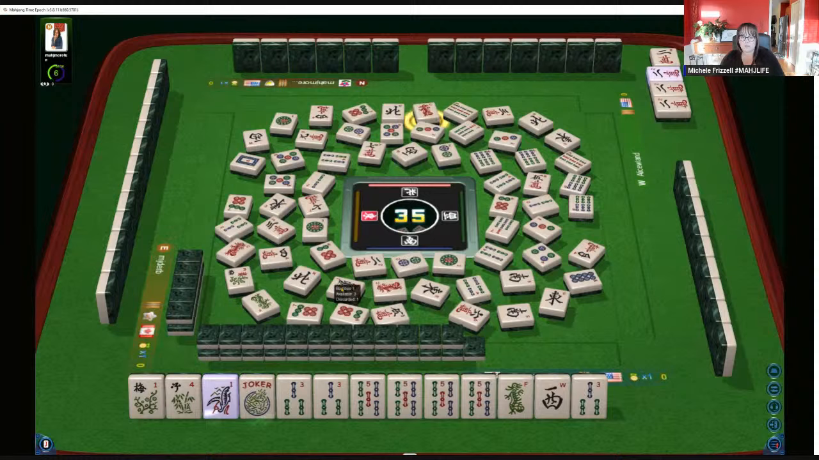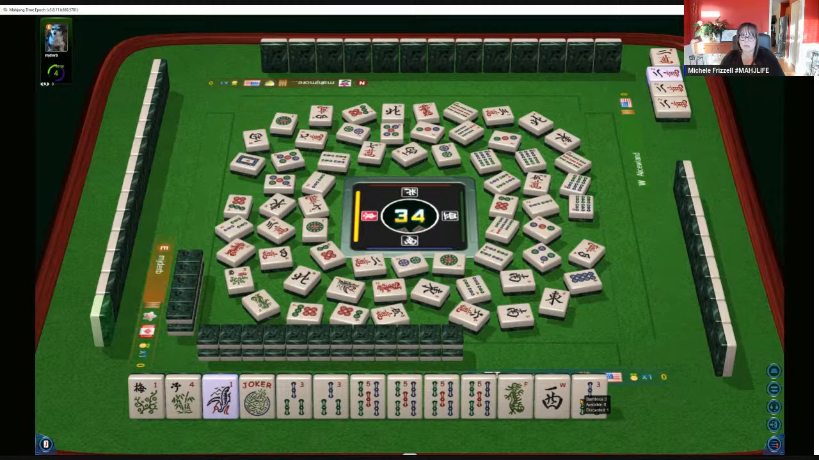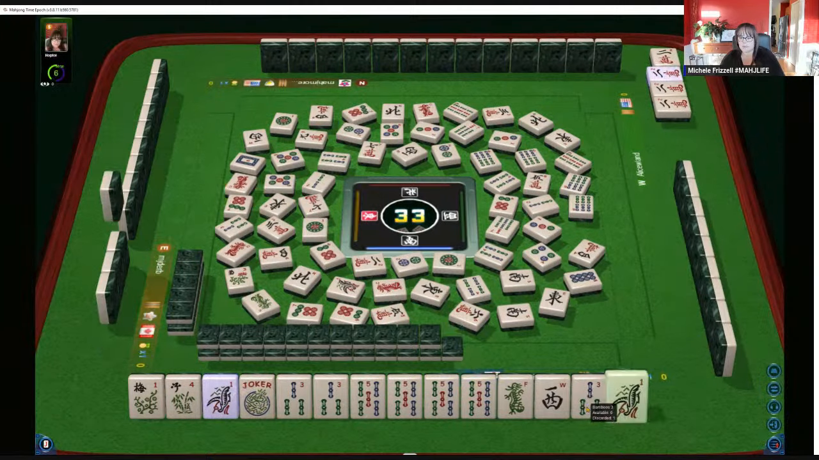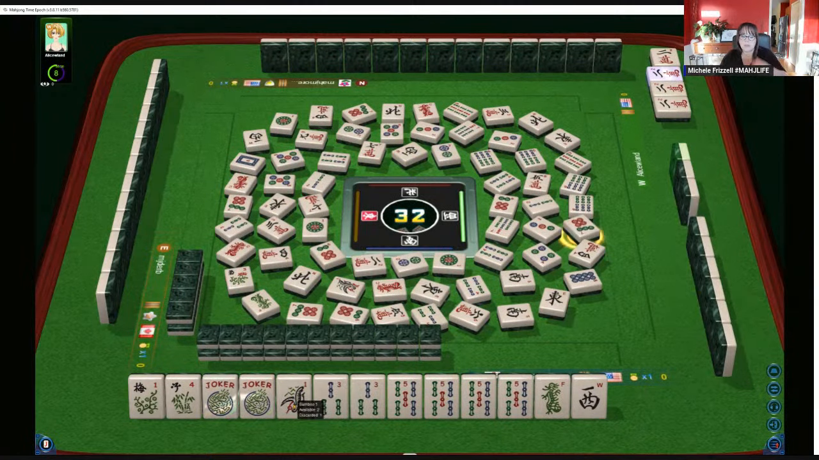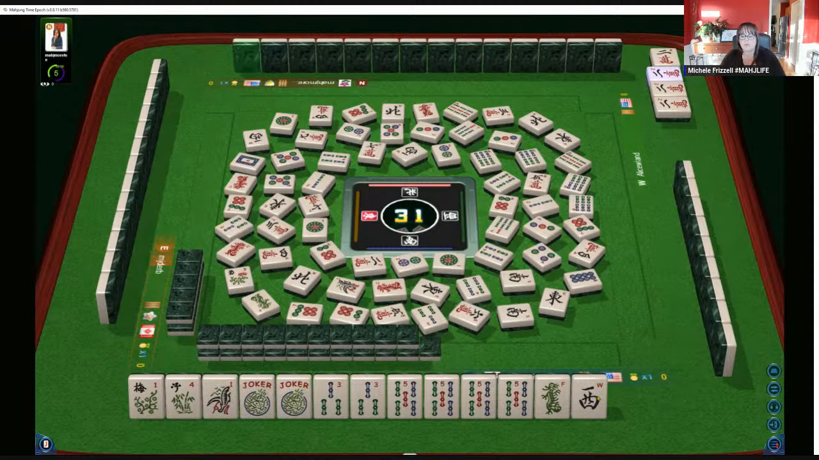Red dragon. Only one bam is out and we really need that green dragon. Until we get that green dragon or another one bam, I would stick with the plan. There's a one bam. Okay, green dragon now. Now we're set. We can Kong the seven dots. There are still two more left. Discard the west dragon and be ready to win. So I would bump us up to front runner.